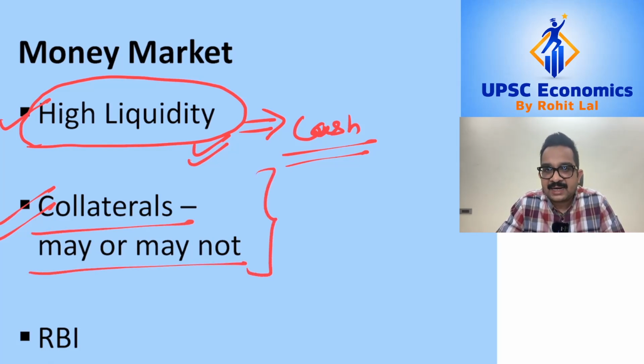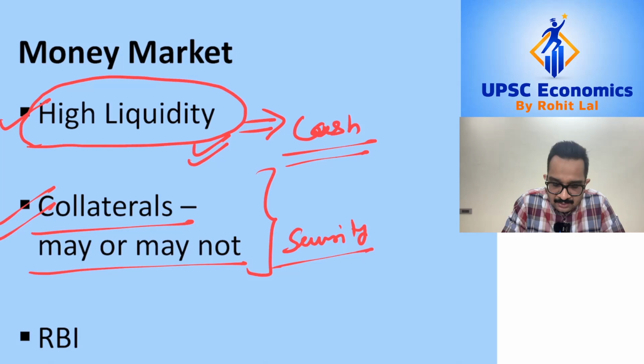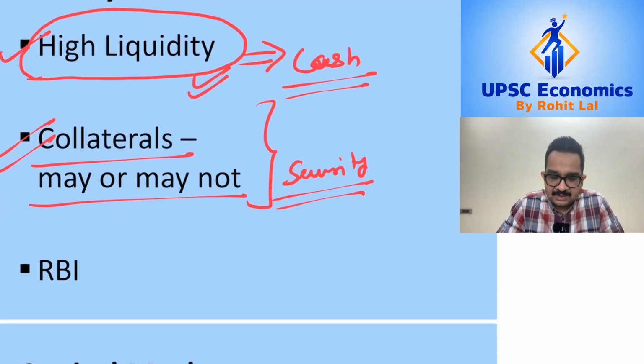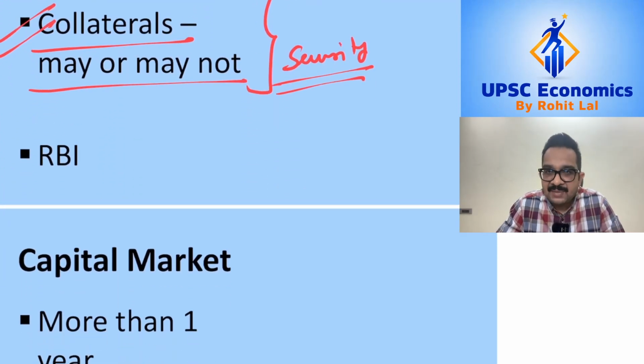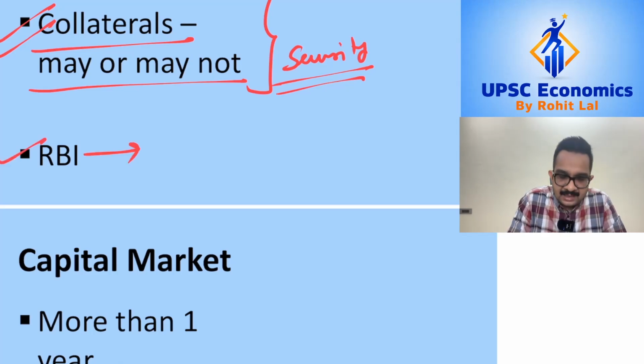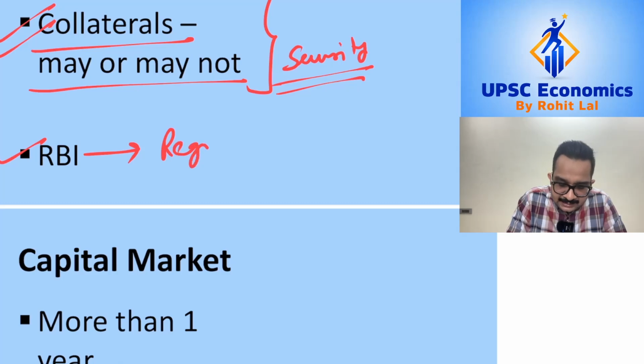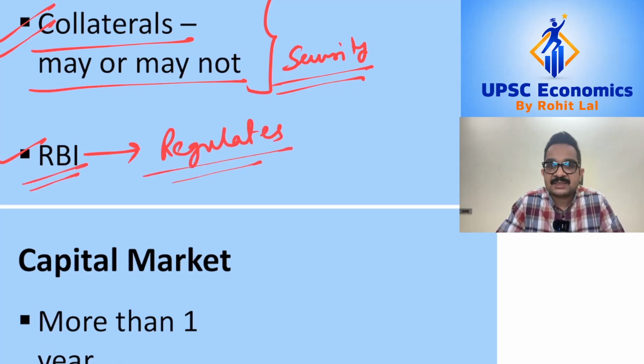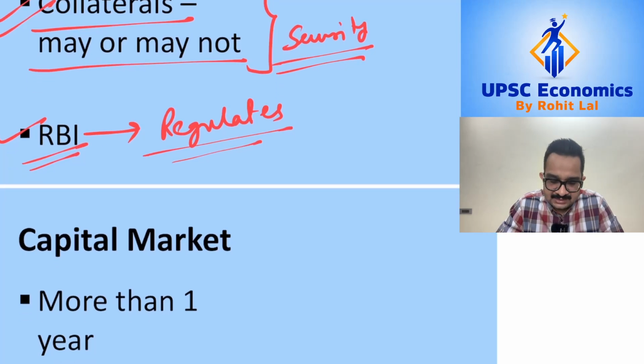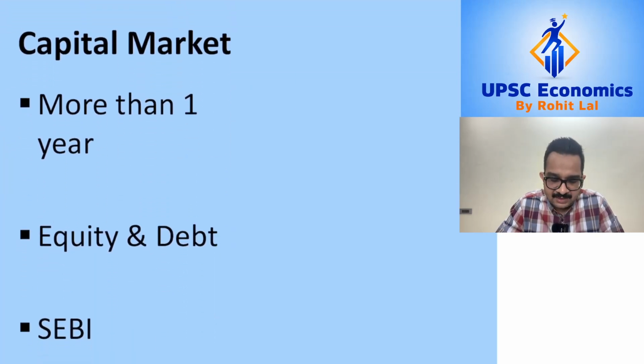The other important thing to remember about money market is that the borrowing which entities take in the money market, for that they may or may not have to provide some form of security or collateral. So basically borrowings in money market may or may not require some form of collateral. The last important thing to remember about money market is that it is the Reserve Bank of India which regulates the money market. So it is RBI which regulates the money market.